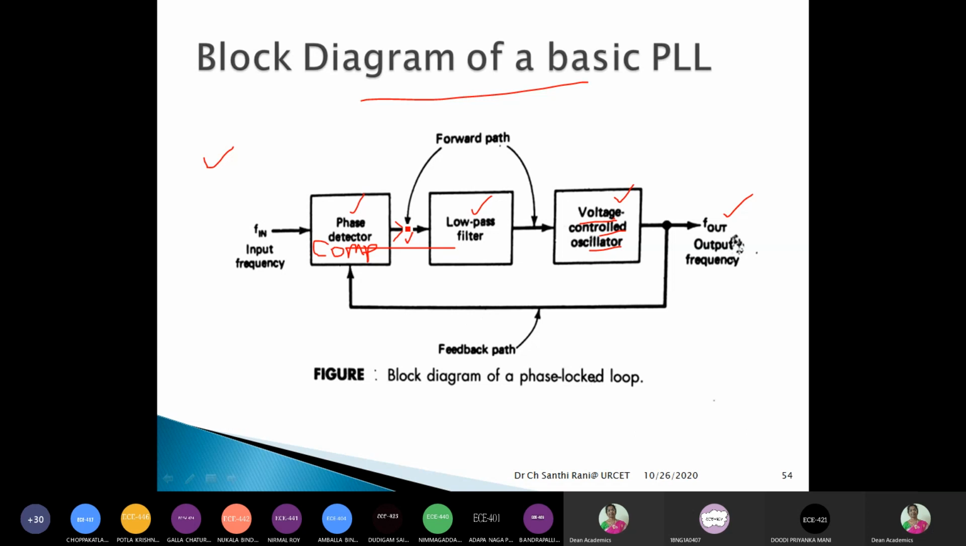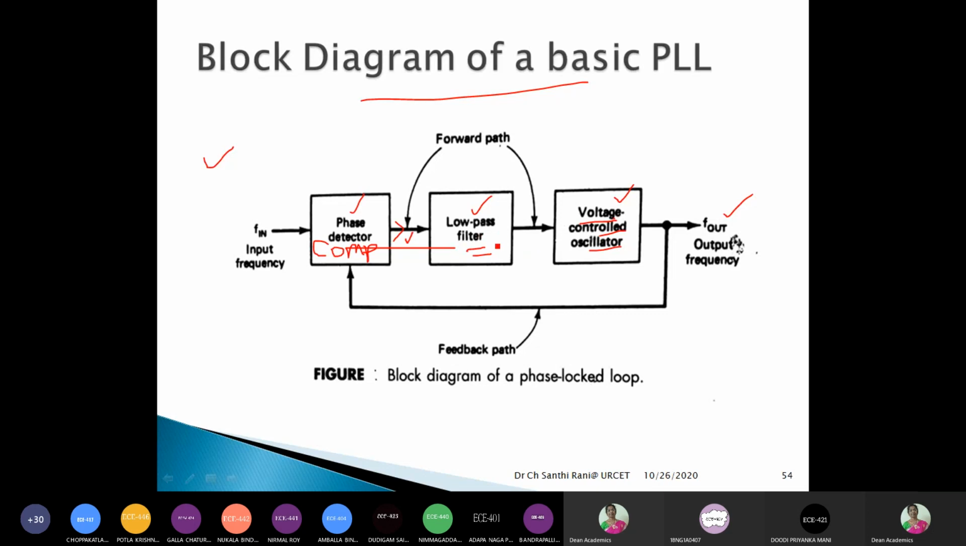Now this error voltage is applied as input to the low pass filter. That means the output of the phase detector is connected to the input of the low pass filter. What is the function of this low pass filter? It allows low frequencies to pass freely and removes all high frequency noise.